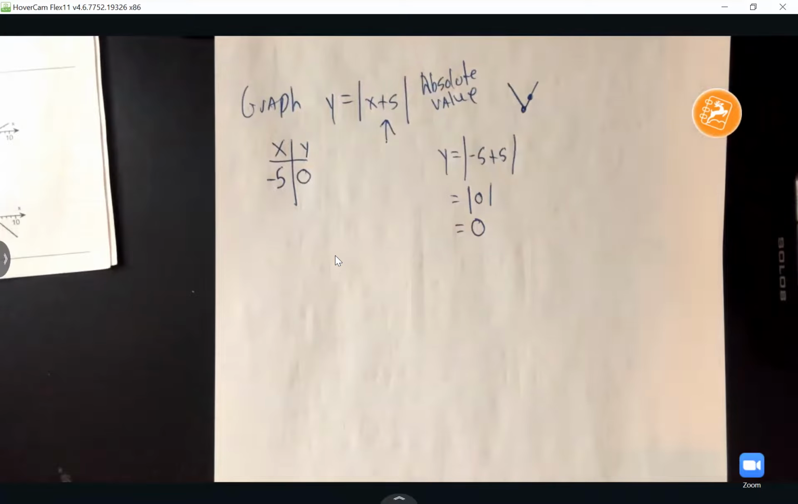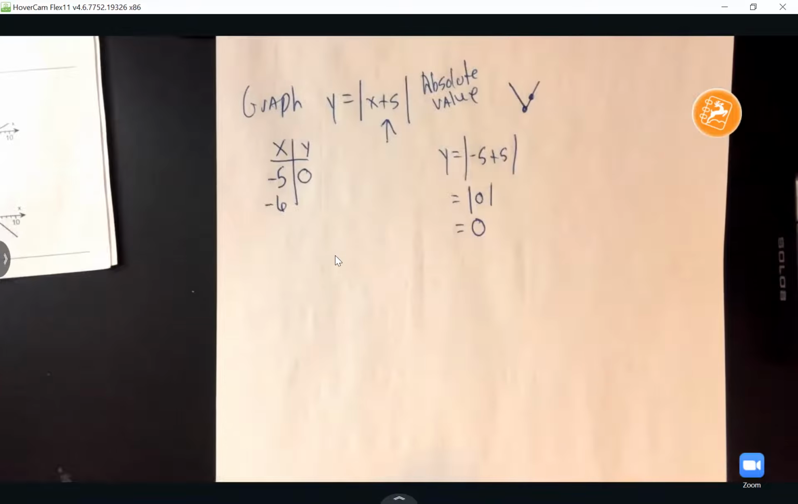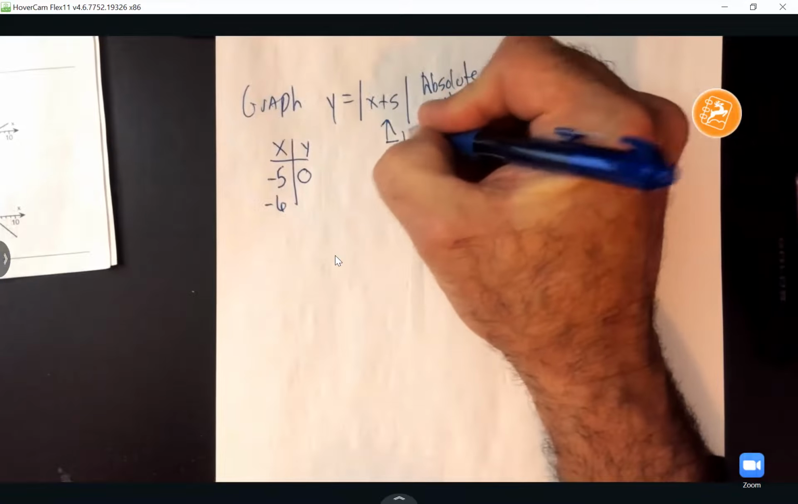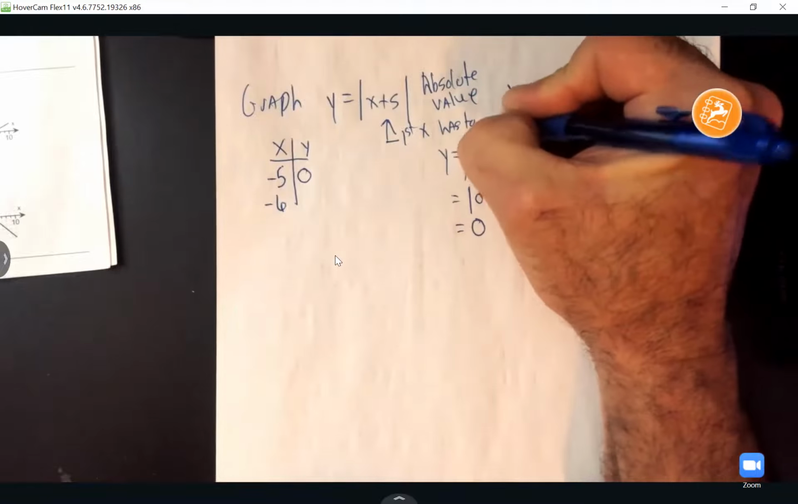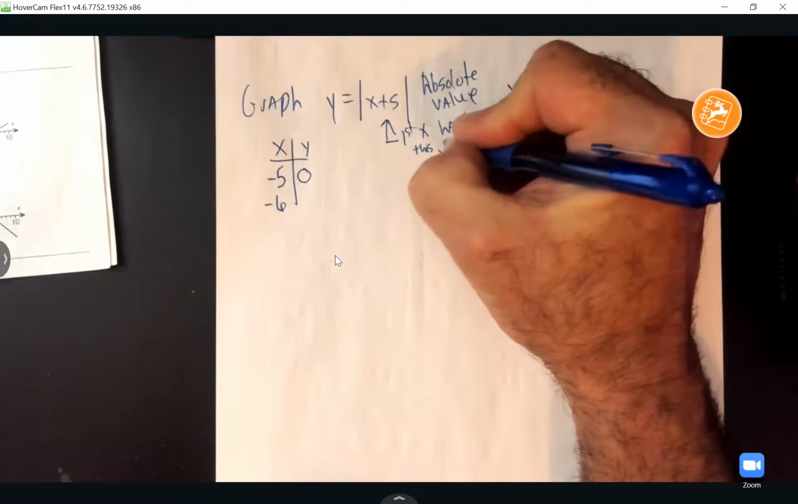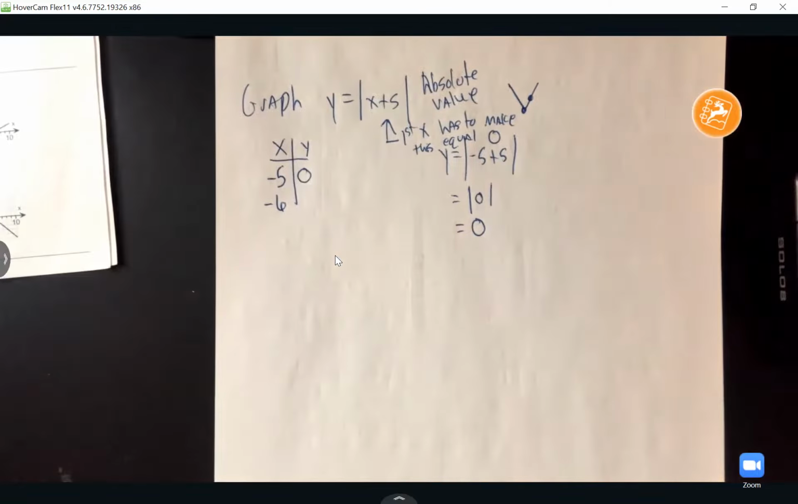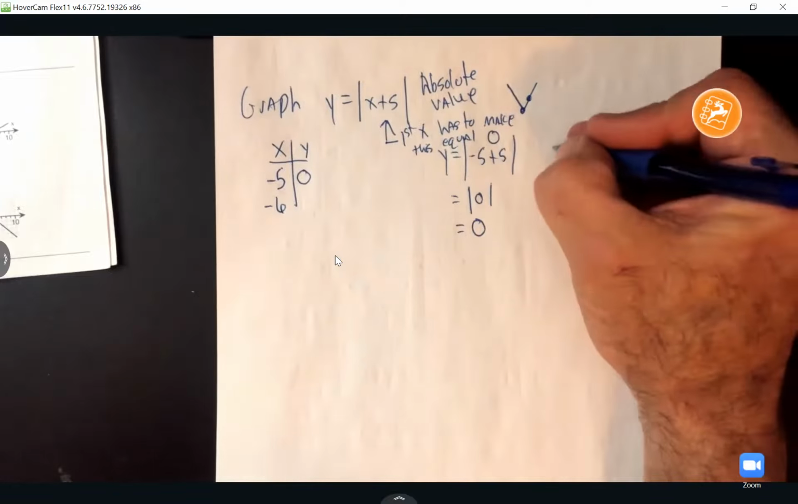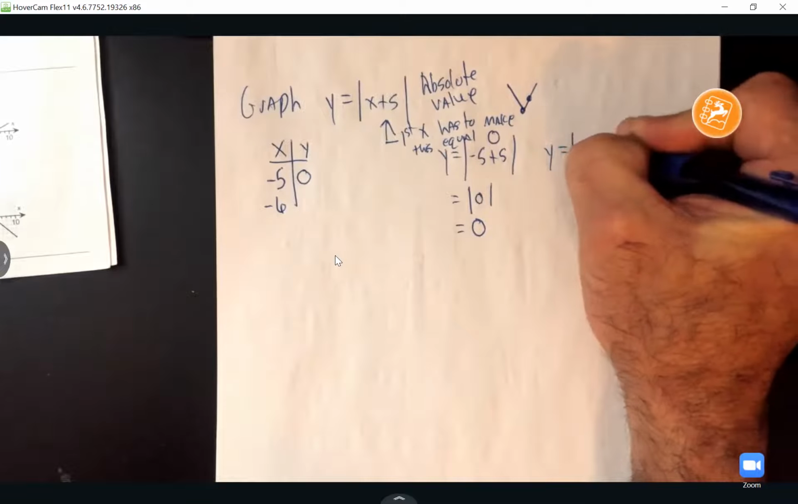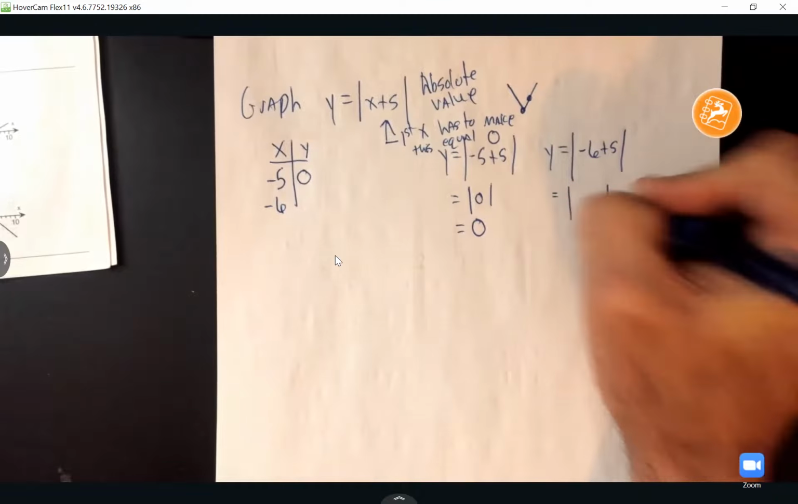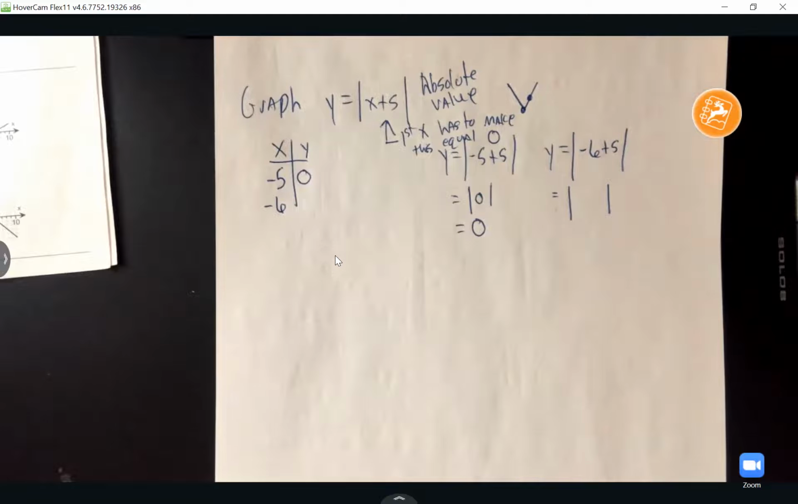The second point can be any point you want. Now, usually what I do is I get points right next to that negative 5. So I would probably use a negative 6 or a negative 4. So let me just use a negative 6 there. So just remember, first X has to make this equal 0, okay? All right, so now let's put a negative 6 in there. That gives me Y equals absolute value of negative 6 plus 5. So y'all, first, negative 6 plus 5 is what? Negative 1. Definitely.